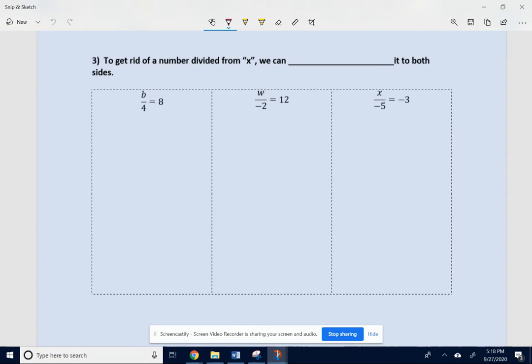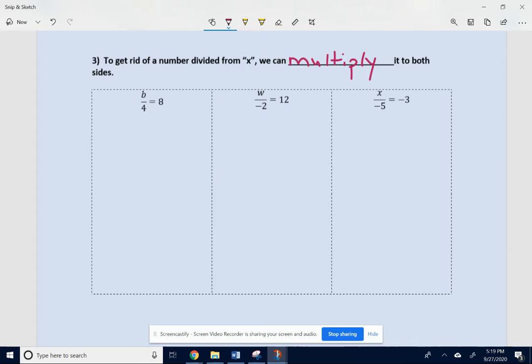Okay, the third type of problem. We're going to get rid of a number divided from our variable. To get rid of a number divided from our variable, we're going to do the opposite of divide. We're going to multiply it to both sides. And remember that fraction bar means division.